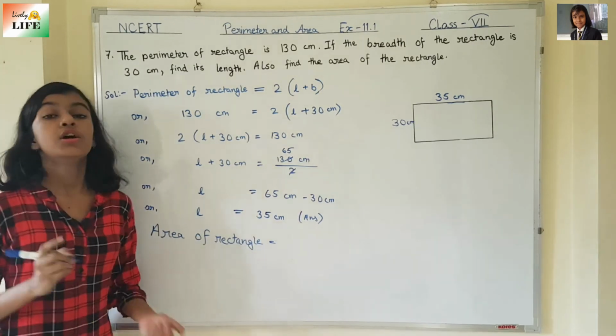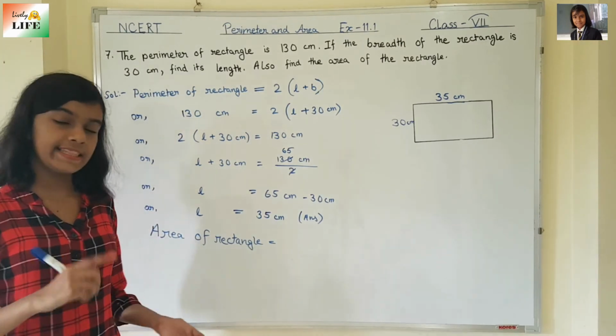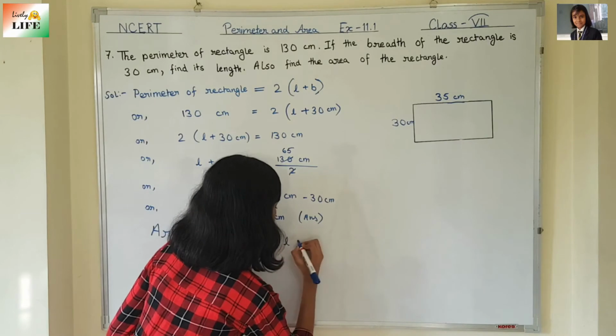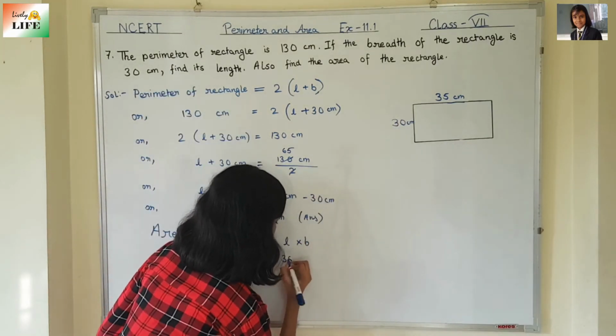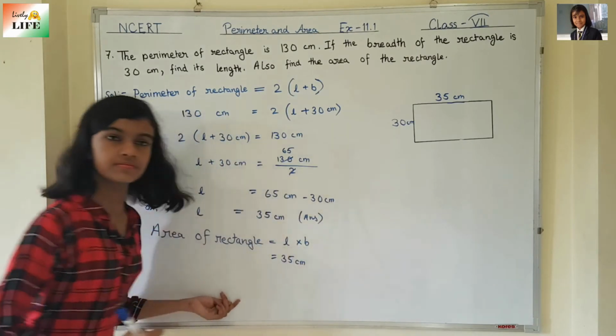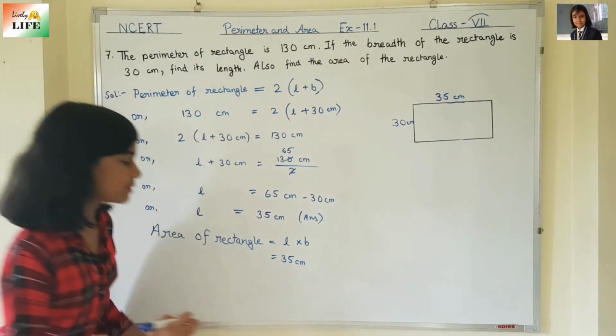Area of rectangle. What is the formula of area of rectangle? It is length into breadth, L into B. L is 35 centimeter and breadth is 30 centimeter.